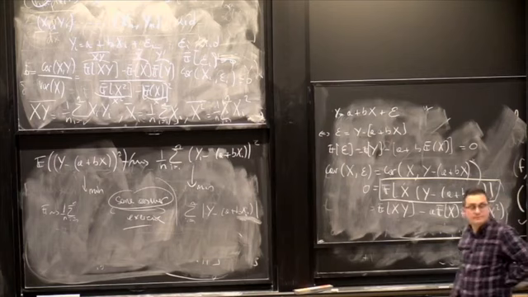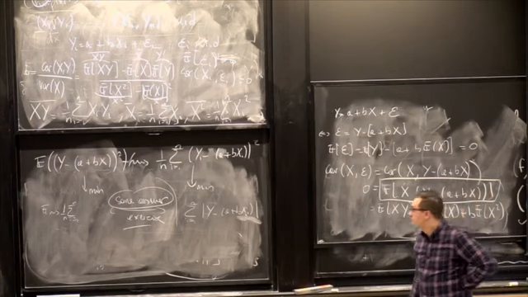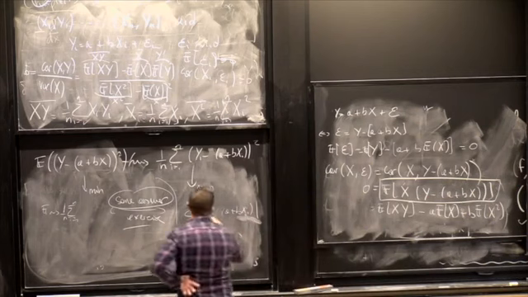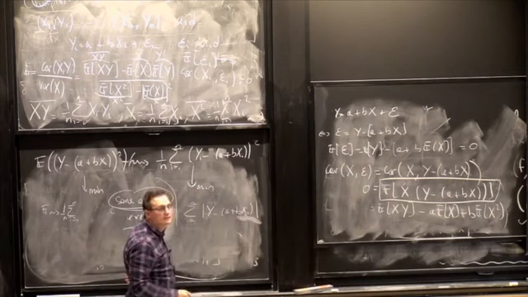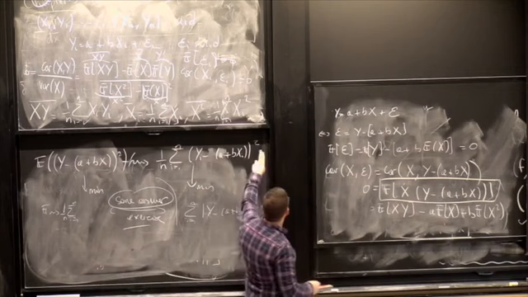The sum of the absolute values of y_i minus a plus b x_i. So it's the same except that I don't have the square here.